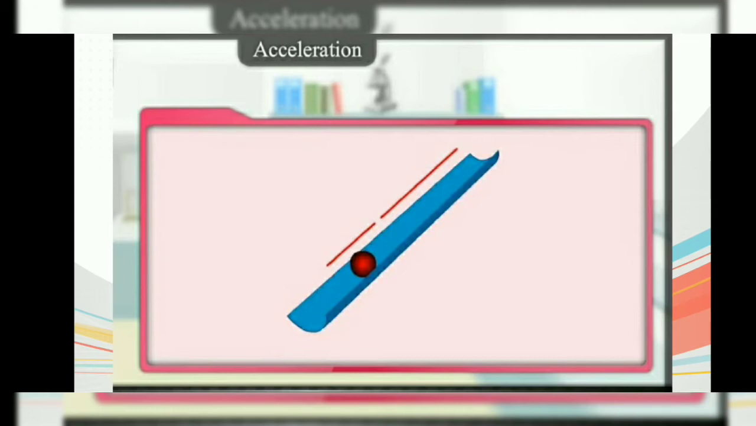Initially, at the first point, it will be 0. In the middle, it will increase. But as it reaches the ground, its velocity will again decrease. Now observe how the velocity changes as it moves from the top through the middle and to the bottom. Let us learn one more example to understand what acceleration is.